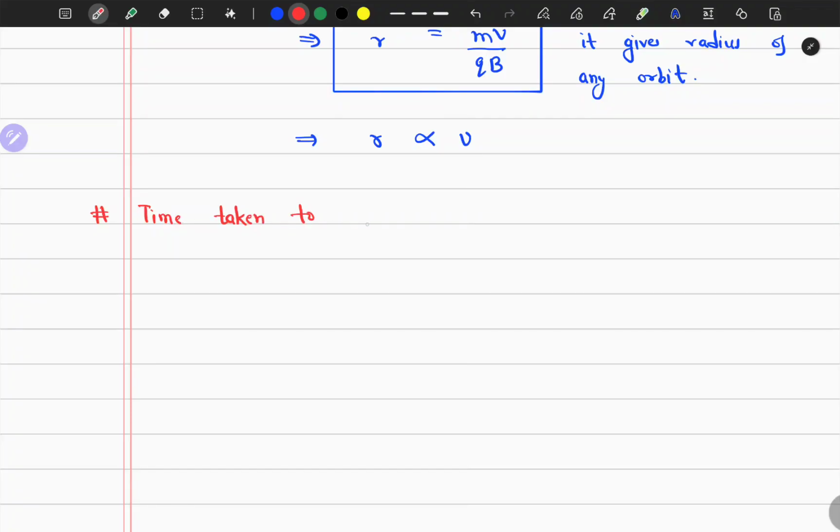Time taken to complete the half circle, the semicircle which we were talking about. Simple basic formula: time is equal to distance upon speed. True.